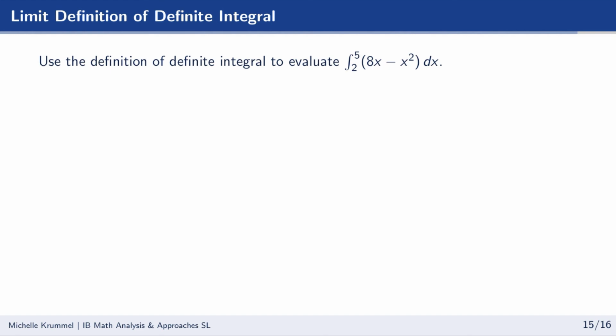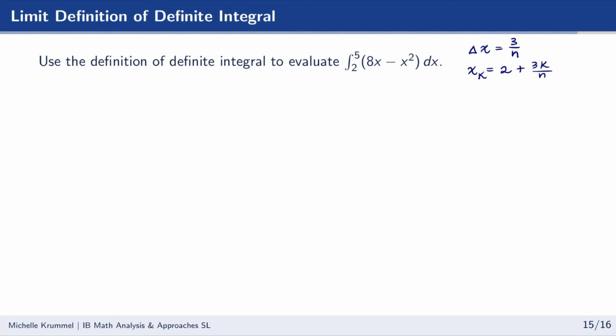You might want to pause the video here and try and work it out on your own, and then come back and we can go through it together. So I would start by writing down the delta x. The interval goes from 2 to 5, so delta x is 3 over n. And then x sub k is going to be your starting value, your a value of 2, plus k times your delta x, so 3k over n.